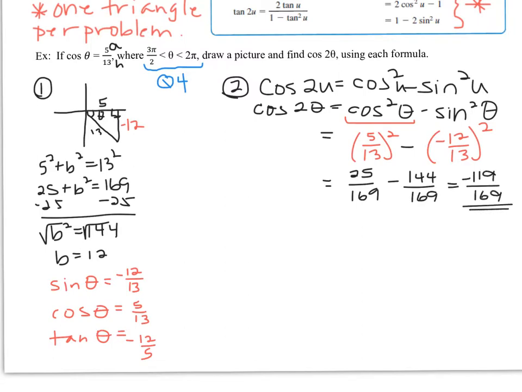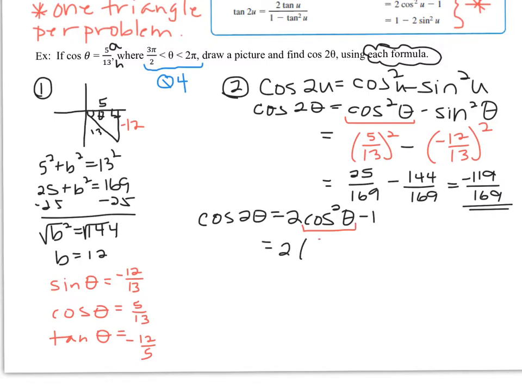And that's our answer. Now it says using each formula, the goal is to show that all three of them should give us the same result. So we have two more to write out. Hopefully you have some space to make that happen. Another formula for cosine 2 theta, that second one is 2 cosine squared theta minus 1. Again, we know what cosine theta is, so we're just going to square it. That would give us 2 times 5/13 squared minus 1. Well, 5/13 squared is 25 over 169.